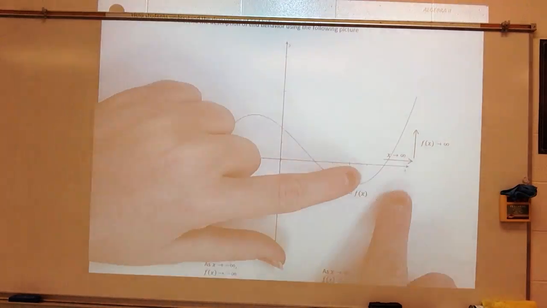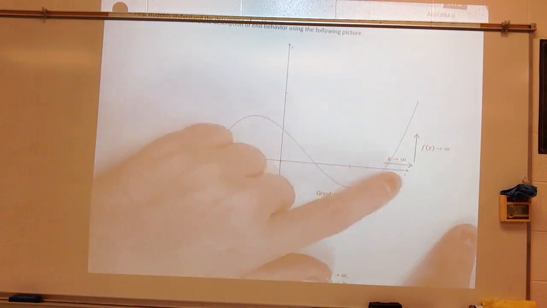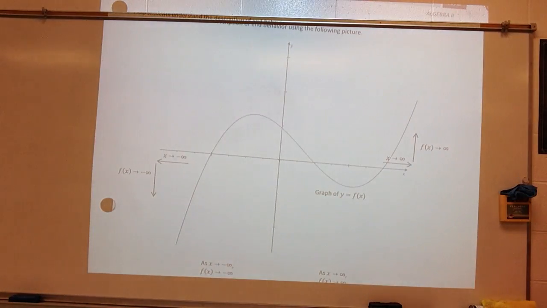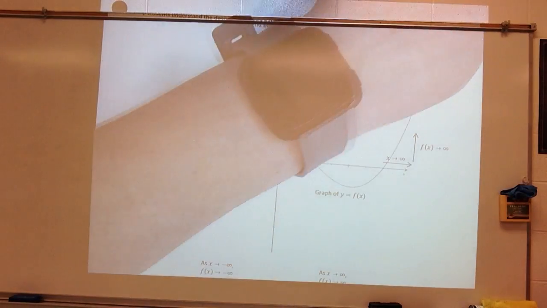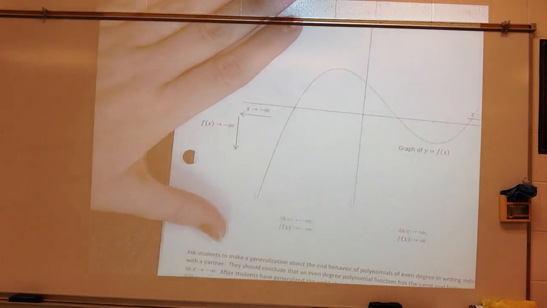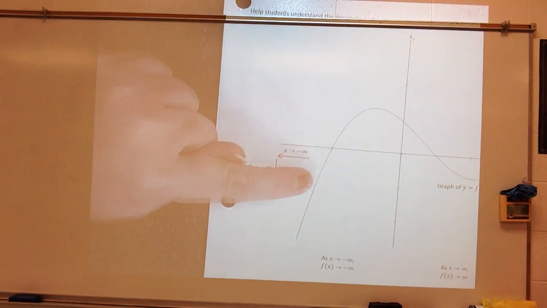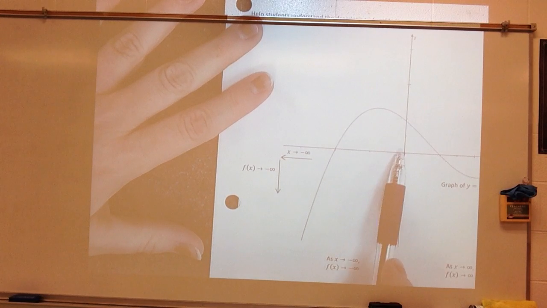Okay? Never, as I'm going, will my graph drop back down like that. It is going to continue going up, up, up until you run out of numbers. That's never going to happen. All right? Let's look at this part here. Look at what happens here. I'm going into negative numbers here.